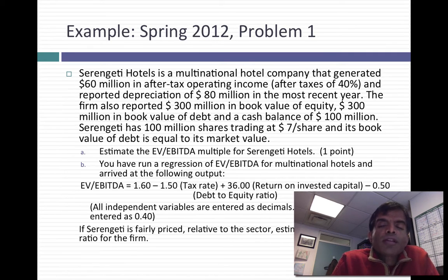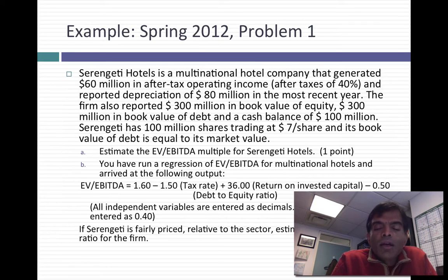So you have a multinational hotel company that generates 60 million in after-tax operating income, okay, and reports depreciation of 80 million. The taxes were 40%. The firm also reported 300 million book value of equity, 300 million book value of debt, and a cash balance of 100 million. The company has 100 million shares trading at $7 per share, and its book value of debt is equal to its market value. So the question is, what's the EV to EBITDA multiple for the hotel?